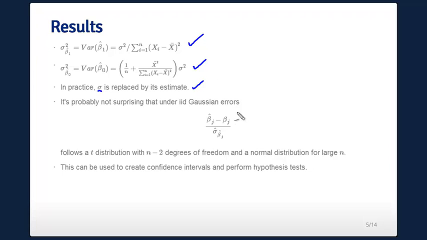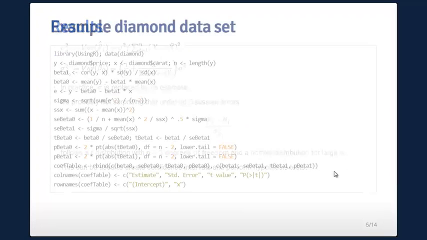And then under IID Gaussian errors, this expression, beta j hat minus beta j over its estimated standard error, follows a t distribution with n minus 2 degrees of freedom. So if you're used to the single group t-test, then you'll have noticed we lost an extra degree of freedom because we have to estimate one extra thing than we normally do. And then for a large n, it follows a normal distribution, and you can use this to create confidence intervals and perform hypothesis tests that you already know how to do at this point.